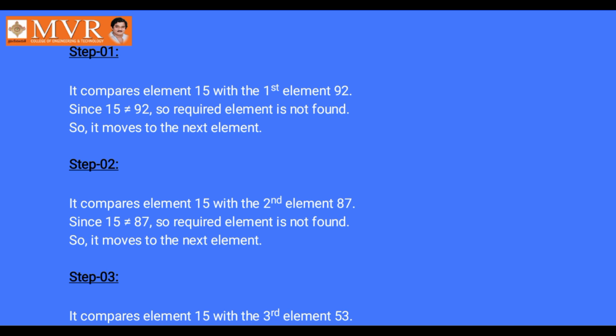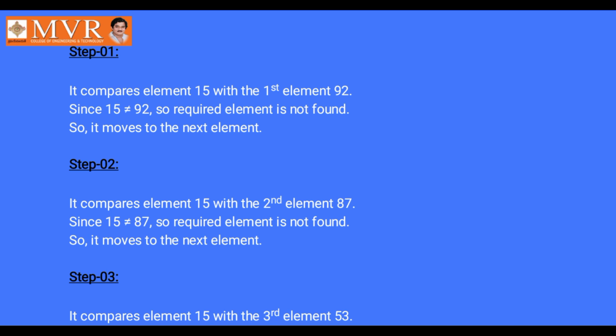See, I have demonstrated all the steps in this PPT. It compares 15 with the first element 92. Since 15 is not equal to 92, the required element is not found, and so I move to the next element. Like this I have written all the steps clearly. So see the steps, and when you solve any example, write like this only.